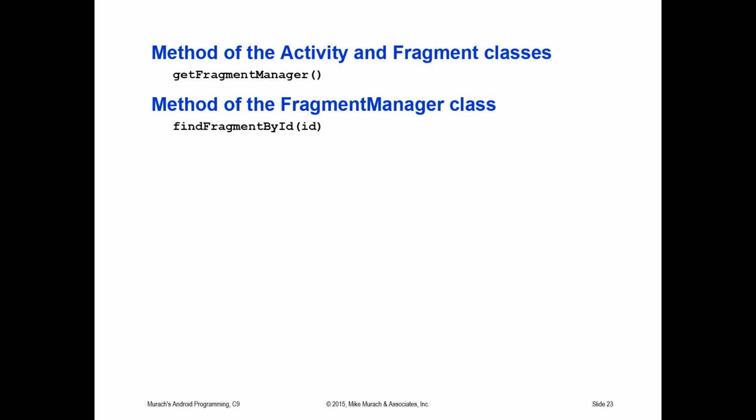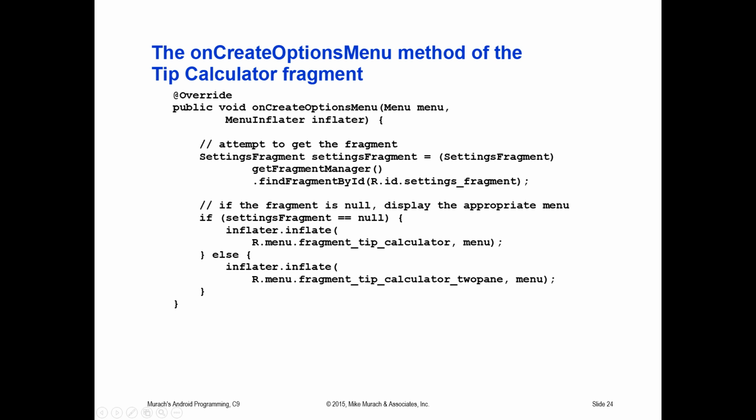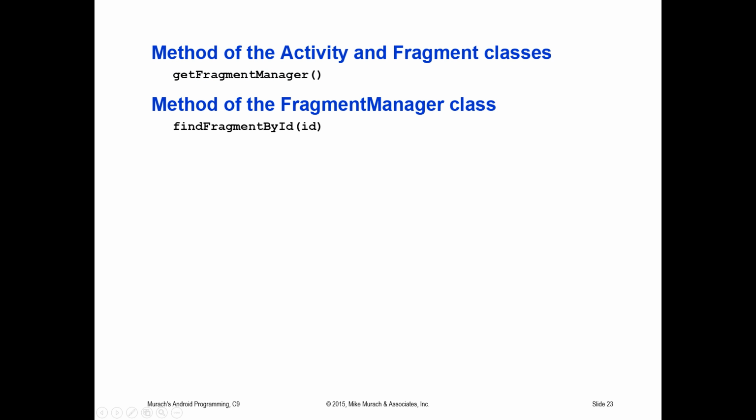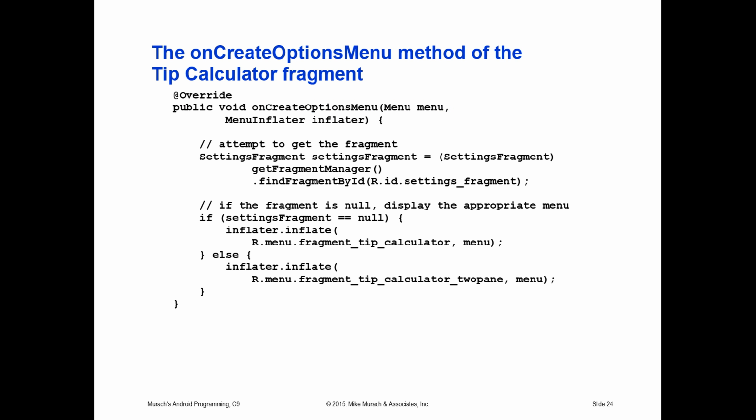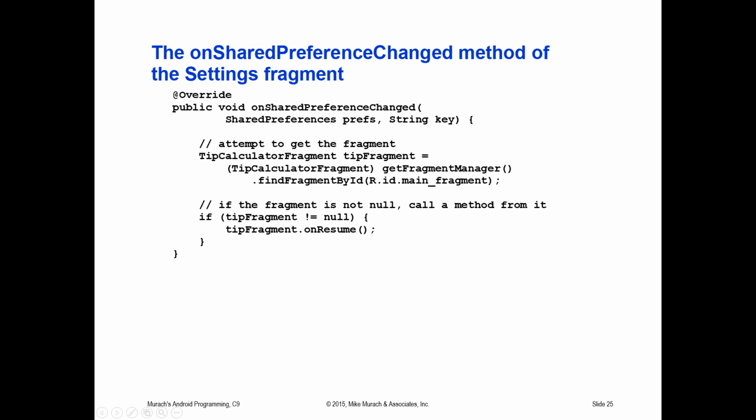Again, this returns a fragment manager object. The find fragment by ID method returns a fragment object for the fragment with a specified ID. If it does not exist, it returns null. Some code examples.